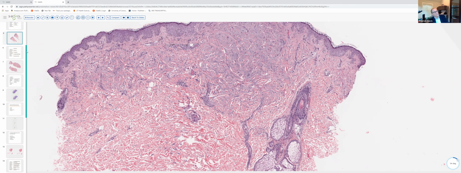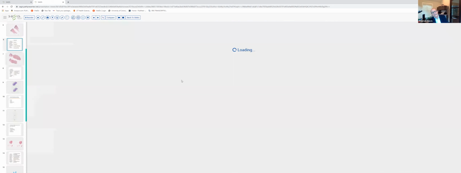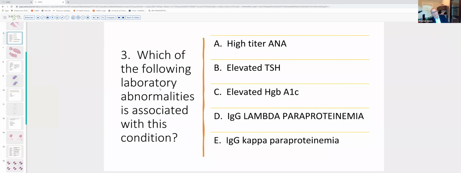Okay, and let's go ahead and move to our question. And we're asked, which of the following laboratory abnormalities is associated with this condition? And of course, the correct answer is an IgG lambda paraproteinemia, in contrast to the IgG kappa paraproteinemia, which we talked about being associated with necrobiotic xanthogranuloma.